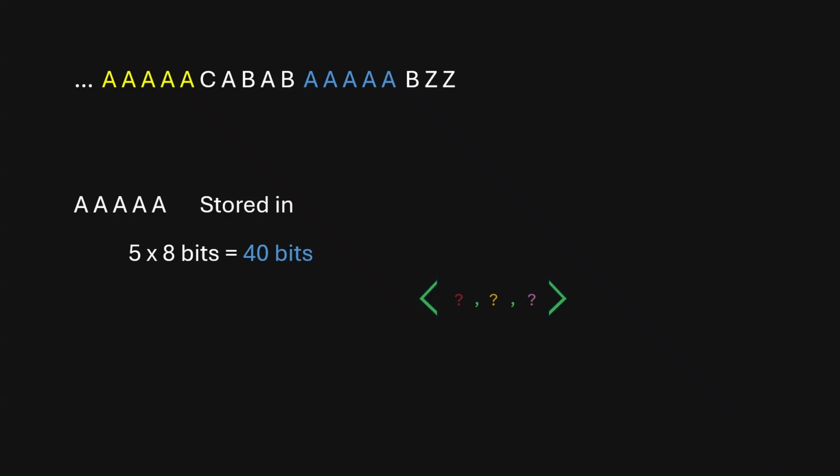LZ77 writes a tag with 3 parts. First, position. How many characters to jump backwards to find the start of the match? In our case, that's 10. Second, length. How many characters to copy moving forward from that point? That's 5, since we're copying 5 A's. Third, the next character. The character that comes right after the match, which is B. So the tag is 10, 5, B. That one tag replaces all these 6 original characters.